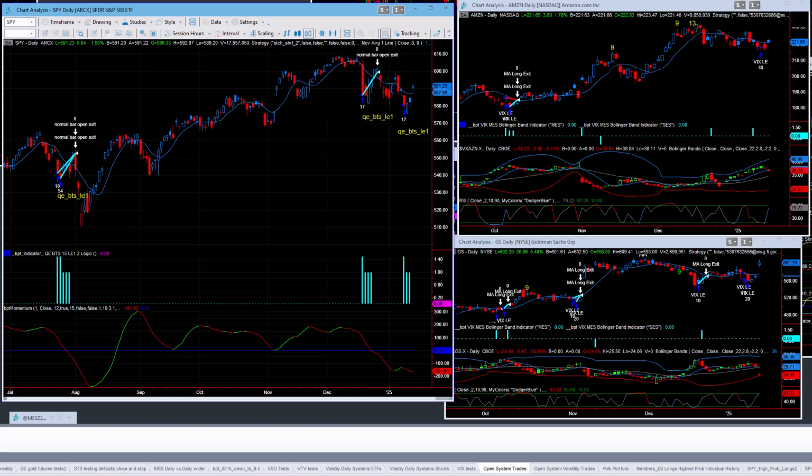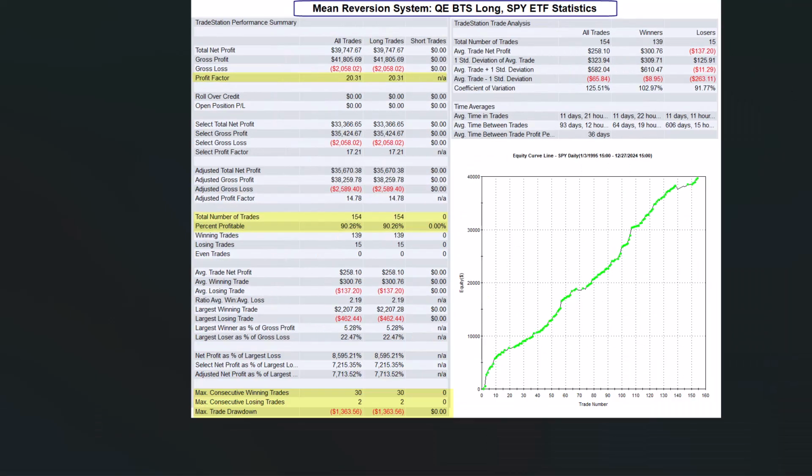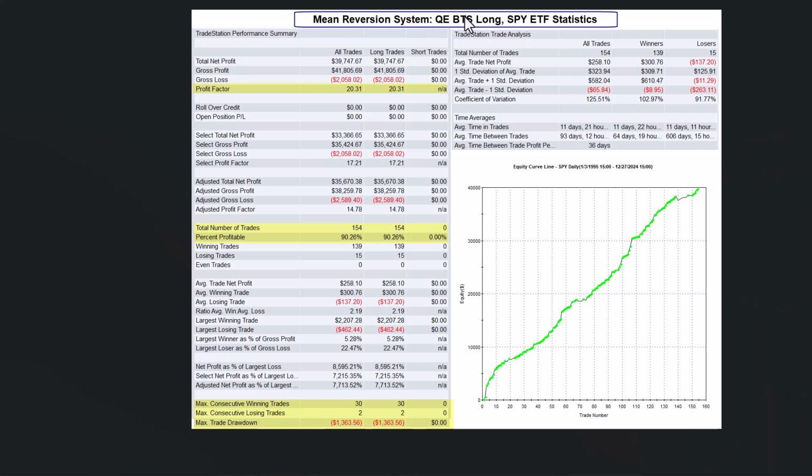And as far as the statistics to this system, let me pull that up here. And guys, you can tell I'm still a little bit under the weather by my voice. So here's the trade statistics to that system. Profit factor of 20, that's excellent. 90% winning trades, 154 total trades. Now this doesn't include this current trade, so this is currently 155. And so again, very nice trade statistics to this particular system.